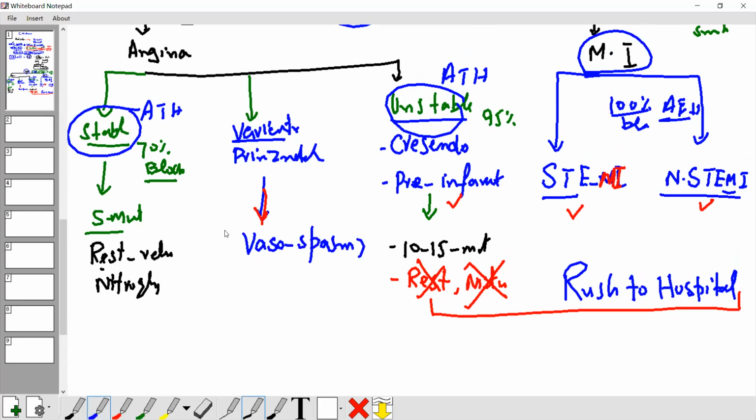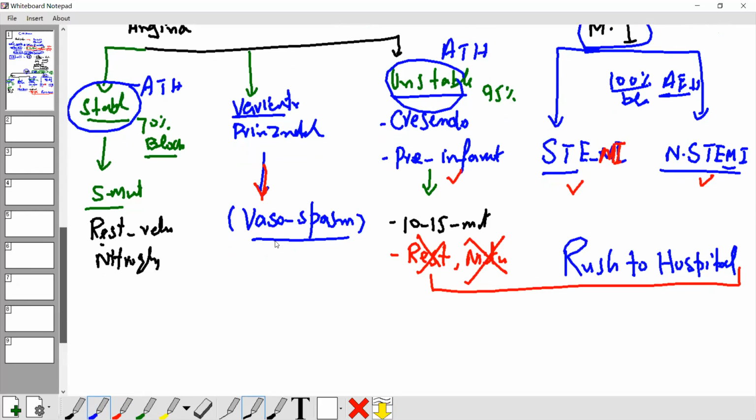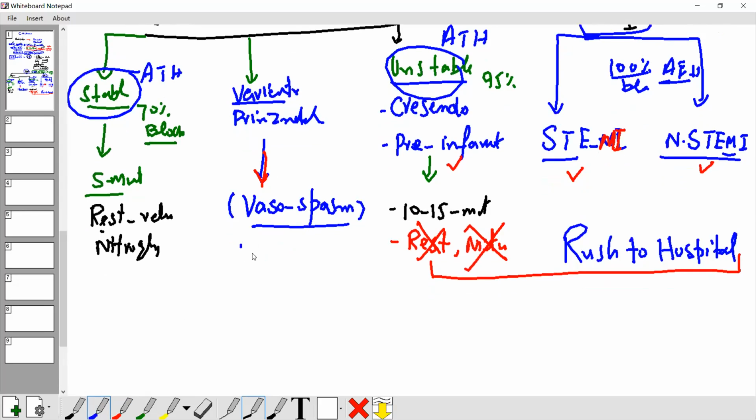Vasospasm. Clear? For example, any person having a morning-time heart attack, listen carefully: morning-time chest pain is most probably Prinzmetal. The patient is lying in bed and starts having chest pain, or hears bad or good news about a financial problem or a family issue, so we have emotional stress.